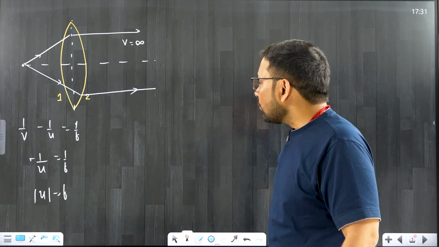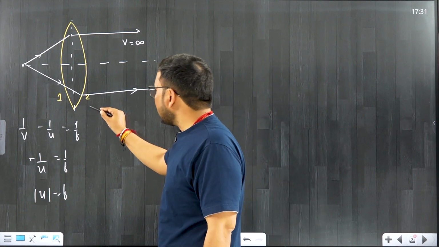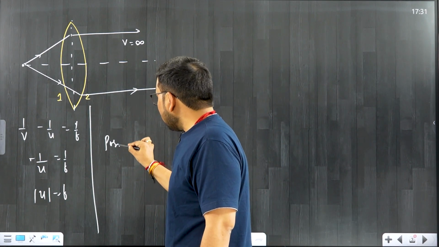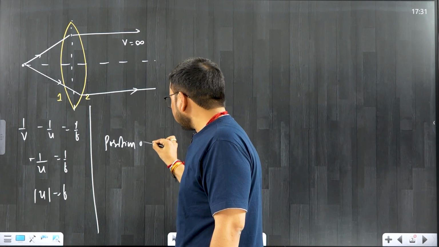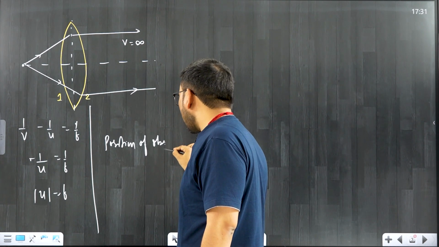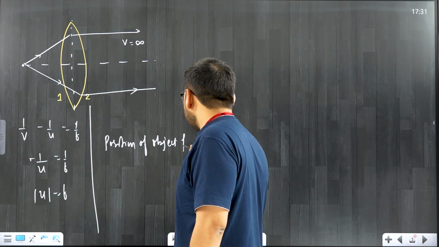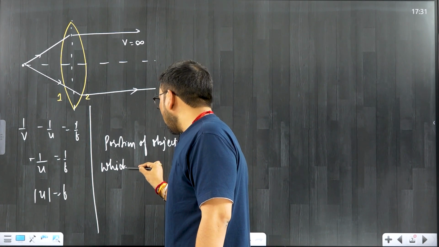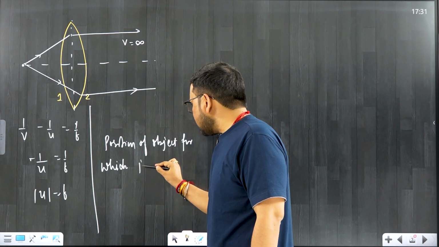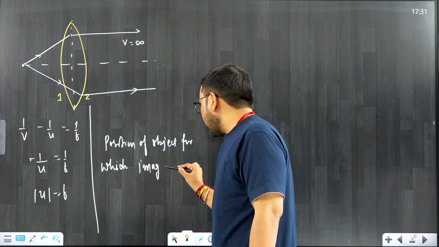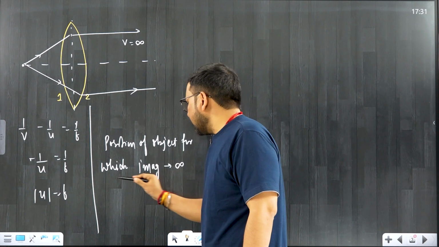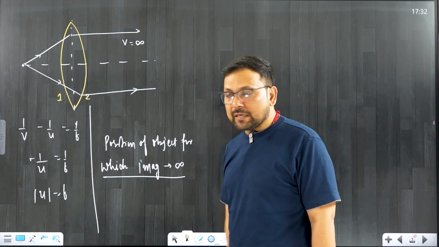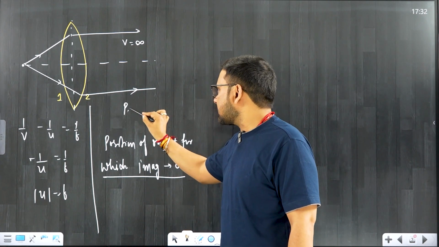That is one kind of focus. Got that? So one focus is that position of the object for which the image goes to infinity. Image tends to infinity. Okay? So this is called a focus and its name is the primary focus.